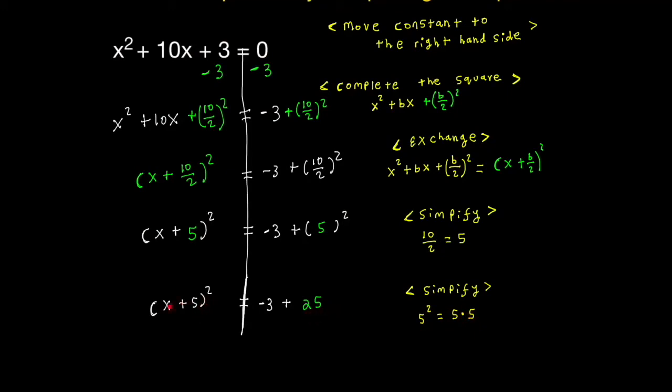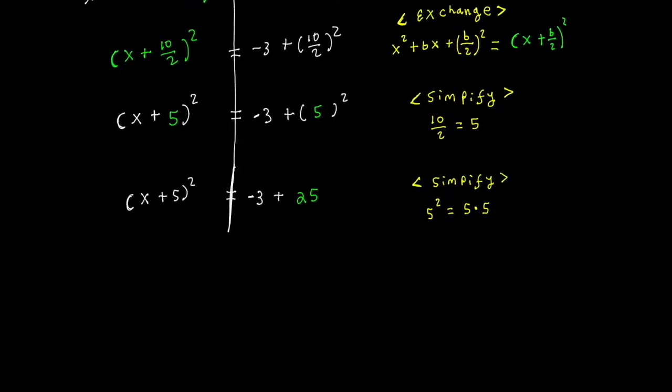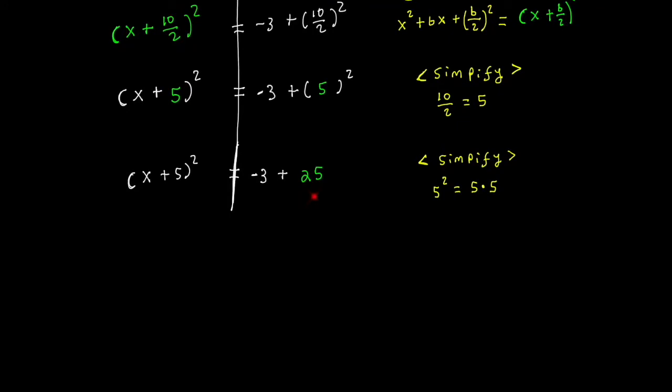On the left-hand side, notice that here we have a binomial raised to the second power, and keep in mind that we cannot distribute the exponent. We would have to FOIL here, but foiling will defeat the purpose of getting to this point. If we FOIL, we'll be going backwards, and we're trying to move forward here. We want to isolate x. So let's keep on simplifying. Negative 3 plus 25, we're going to get 22.